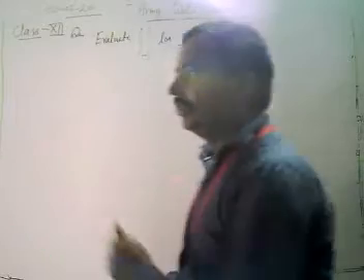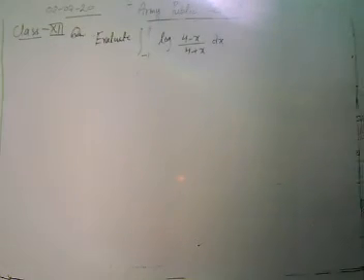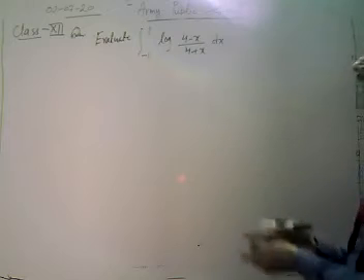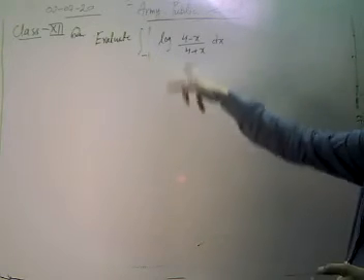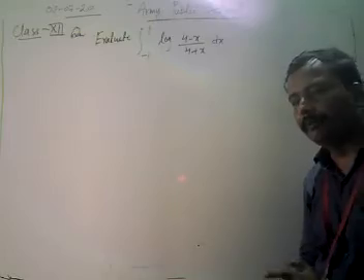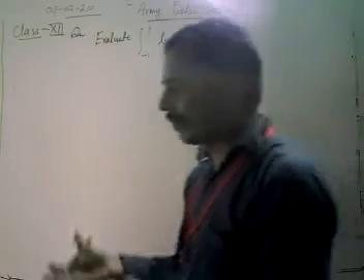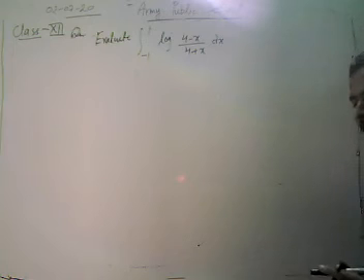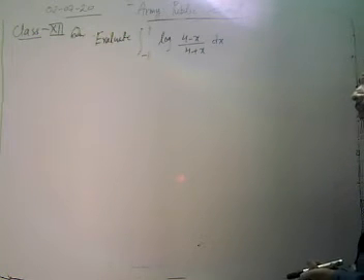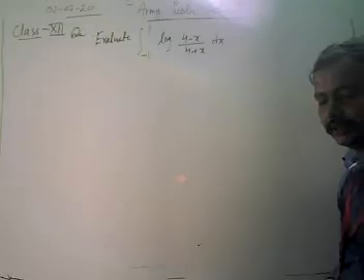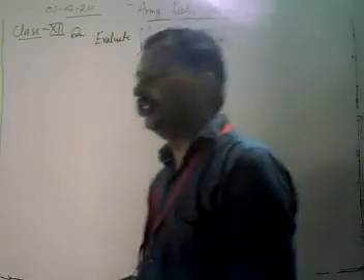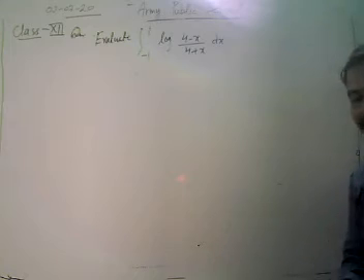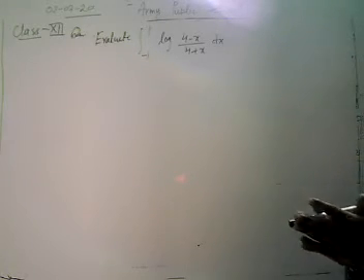Now we can suppose it is similar to the last problem, but we are not going to use a similar property here because it is logarithmic. Now we have another property: the integral from minus a to a of f(x) dx is 2 times the integral from 0 to a of f(x) dx when f(x) is even, and 0 when f(x) is odd.